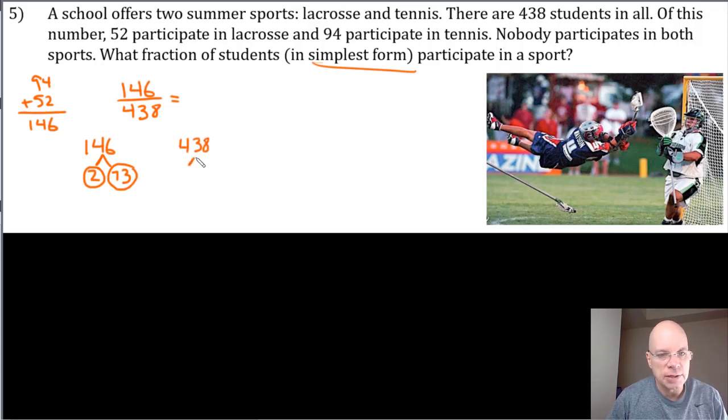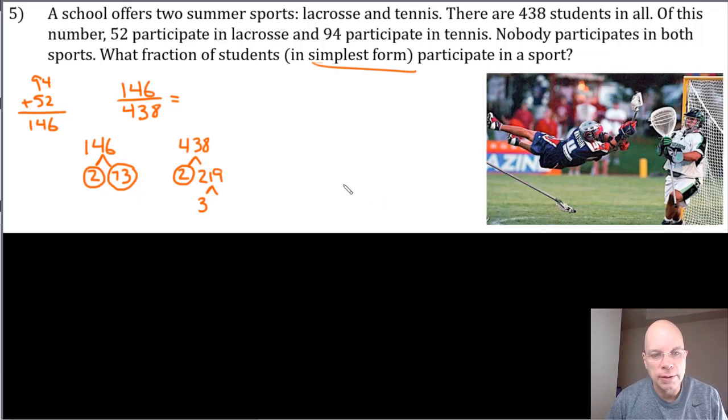438 is even, so 2 multiplied by half of 400 is 200, and half of 38 is 19, so 2 multiplied by 219. 2 is prime. 219 might be, but we have to check. We know it's not even, so it's not divisible by 2. Is it divisible by 3? We find the sum of the digits. 9 plus 1 plus 2 is 12, and 12 is a multiple of 3, so 219 is divisible by 3.